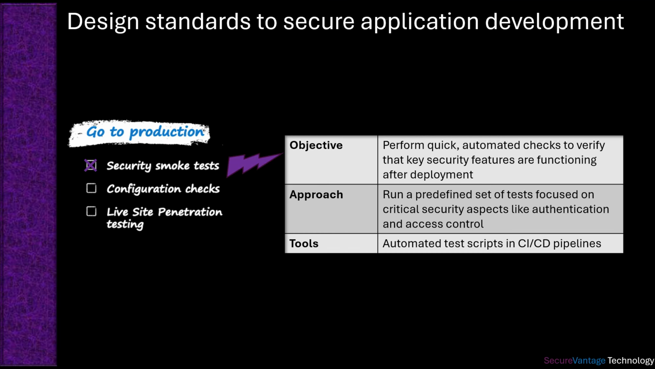The objective of the security smoke test is to perform quick automated checks to verify that key security features are functioning after deployment. As a cybersecurity architect, you ensure that a predefined set of tests focused on critical security aspects like authentication and access control are run and validated for expected outcome. Automated test scripts in CI/CD pipelines can be used to achieve the objective.